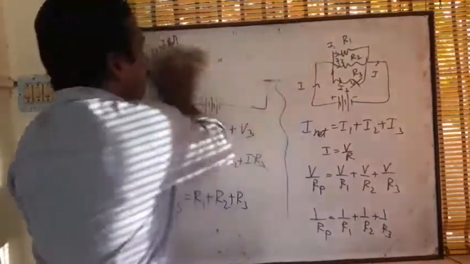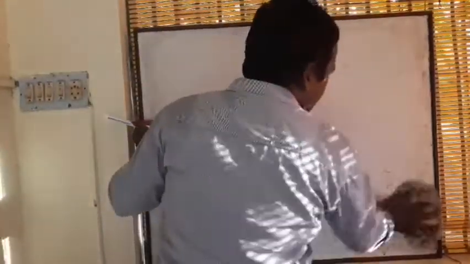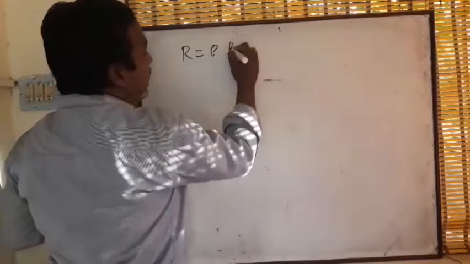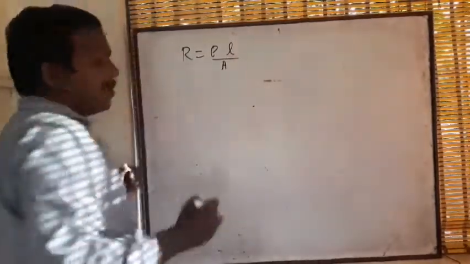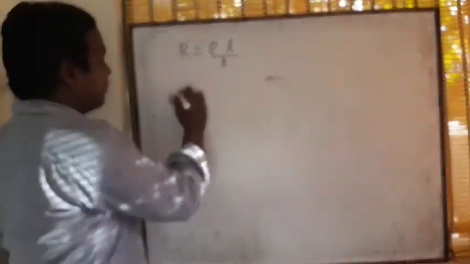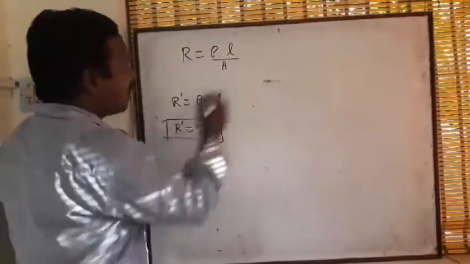The next thing I want to tell you. The most famous problem they will ask in your CBSE exam: if the length of the wire becomes double, what is the new resistance? The resistance is rho times L by A. If the length becomes twice, the new resistance will be rho times 2L by A. That means the new resistance will be 2 times the old resistance.